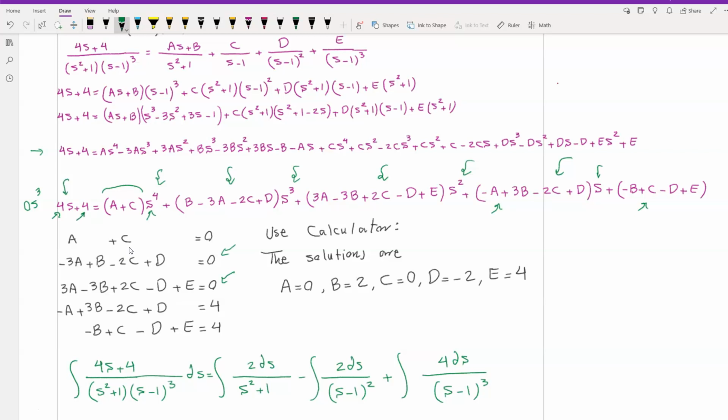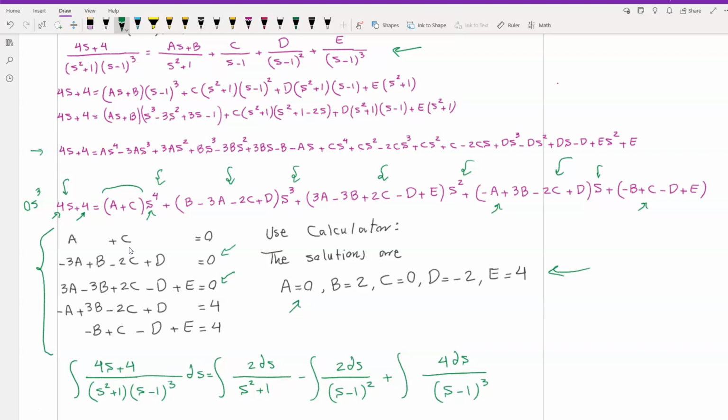Now integrate. So the integral of (4s + 4) divided by (s² + 1)(s − 1)³ ds is equal to, based on what we had on top and our answers for A, B, C, D, and E, something we can integrate. So first, enter all these into a calculator and solve for A, B, C, D, and E. The solutions are A is 0, B is 2, C is 0, D is −2, and E is 4. So use these on top.